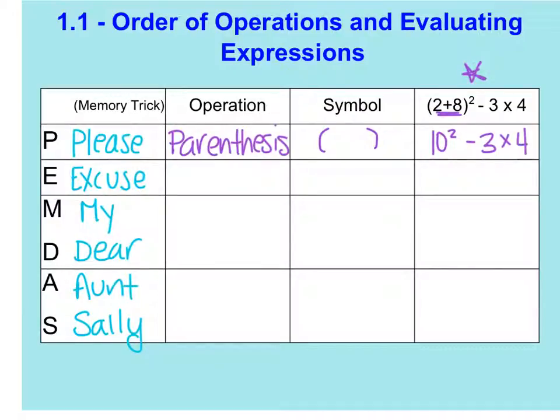E, excuse, and that stands for exponents. Exponents are, if you have a variable, the number that it is raised to. So it is this buddy up here. And so our exponent is our 2. So we are going to square 10. 10 squared is 100. No more exponents, so we can copy the rest.